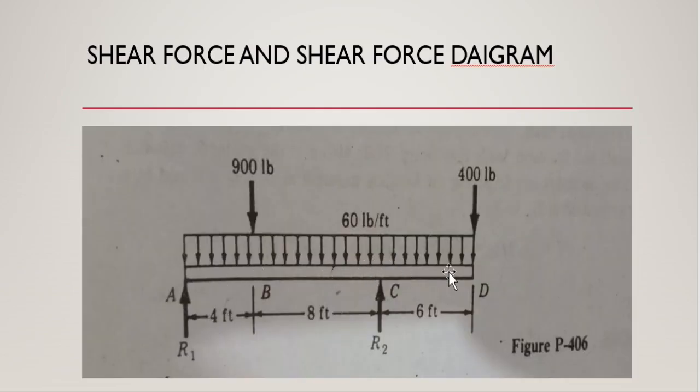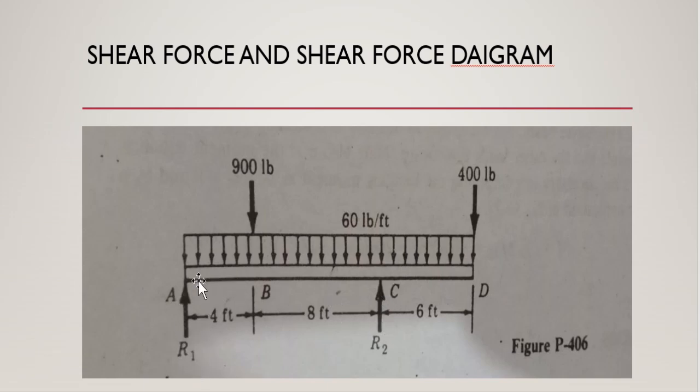Today our topic of discussion is the shear force and bending moment diagram with the help of a problem. Here we see a simple problem consisting of a beam with two reaction forces at point C and at point A acting upward, along with two point loads, 400 pound and 900 pound, acting downward, along with a 60 pound per foot uniformly distributed load through the entire length. In order to find the shear force diagram, we have to find the reaction forces first, at point A and at point C.